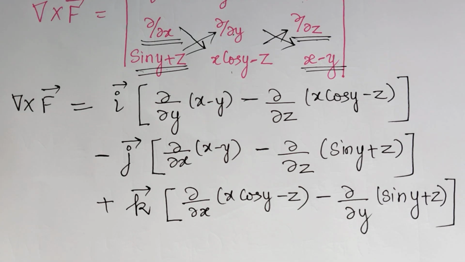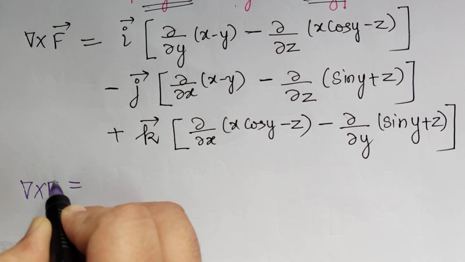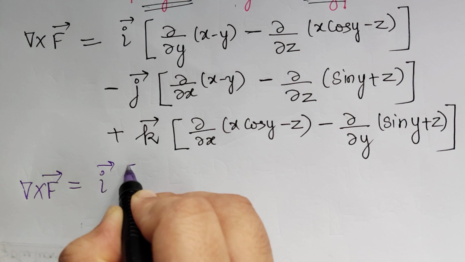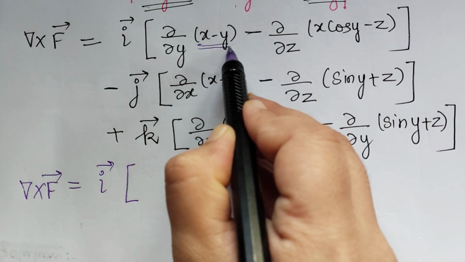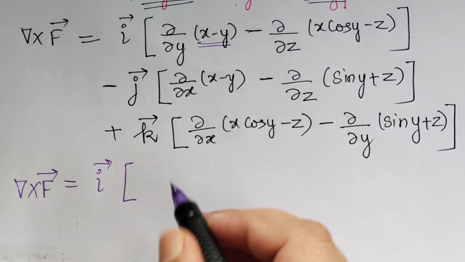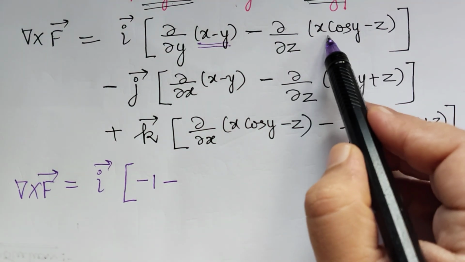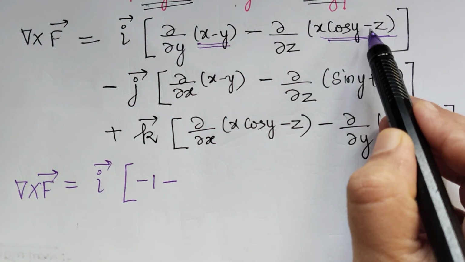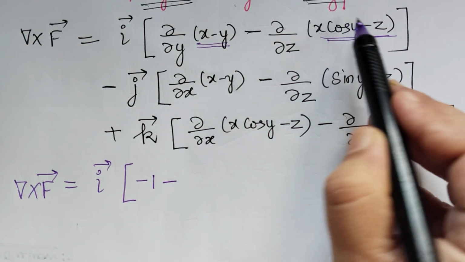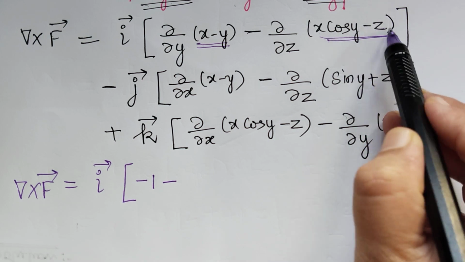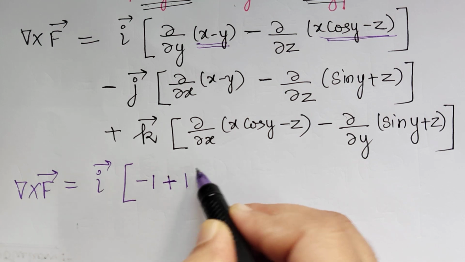So on further simplification, this will be equal to, so nebla cross f vector will be equal to i vector multiplied with, what is dou by dou y of x minus y? You have to partially differentiate with respect to y. So that will be minus 1, minus dou by dou z of this term, that is x cos y minus z. X cos y will be completely treated as constant, so that becomes 0. The differentiation of minus z is minus 1. So here already we have a minus, so minus into minus will become plus, so plus 1.